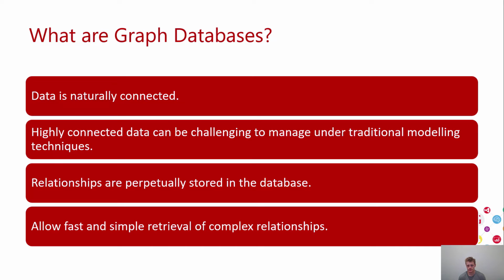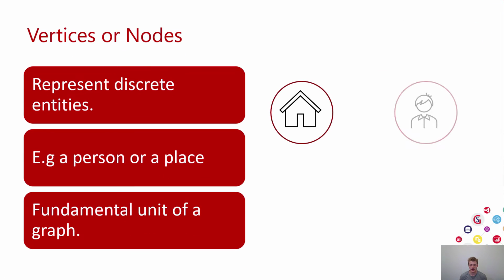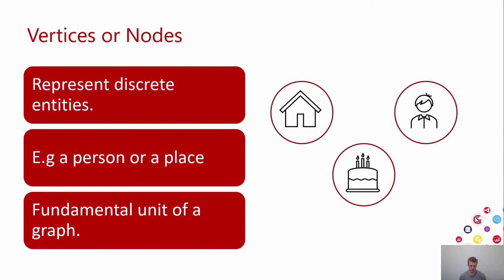Let's start with vertices or nodes. Nodes are essentially discrete entities within our graphs. These can be a person, such as myself, or a place, such as my house. They are the fundamental units in our graphs, and they can hold any number of attributes called properties, which are just key value pairs, and we'll talk about that a little bit later.